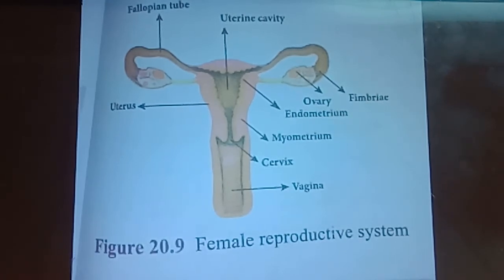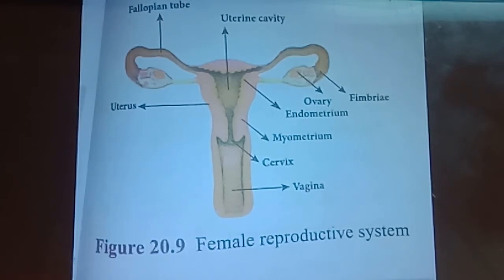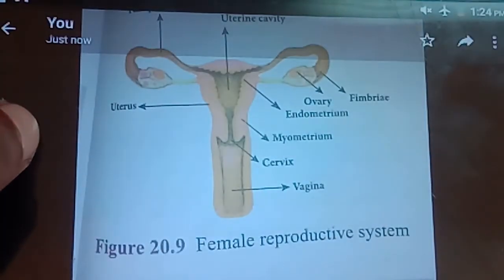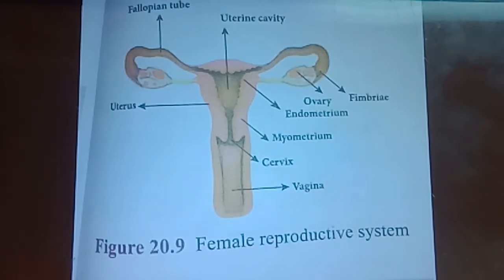Next one is the vagina. The uterus narrows down into a hollow muscular tube called the vagina. It consists of the cervix and the external genitalia region. It receives the sperms and acts as the birth canal. Listen carefully: the birth canal during childbirth. Okay, it's clear. Next.